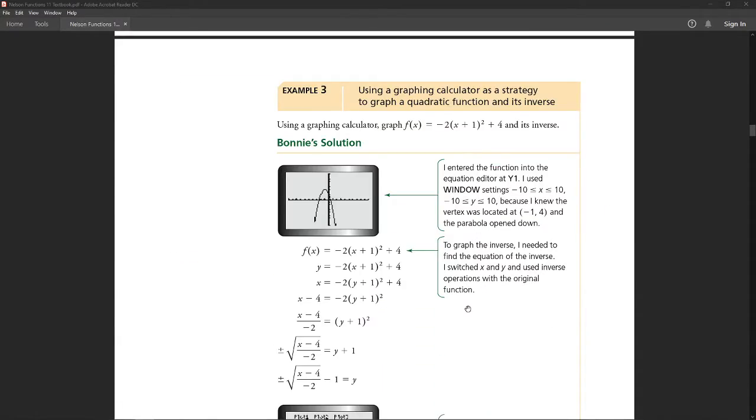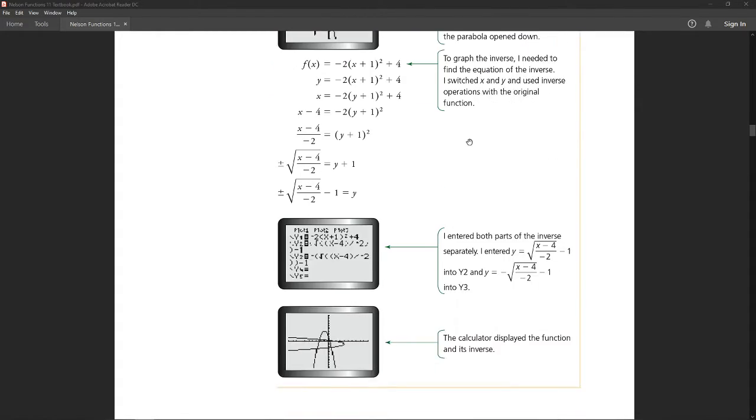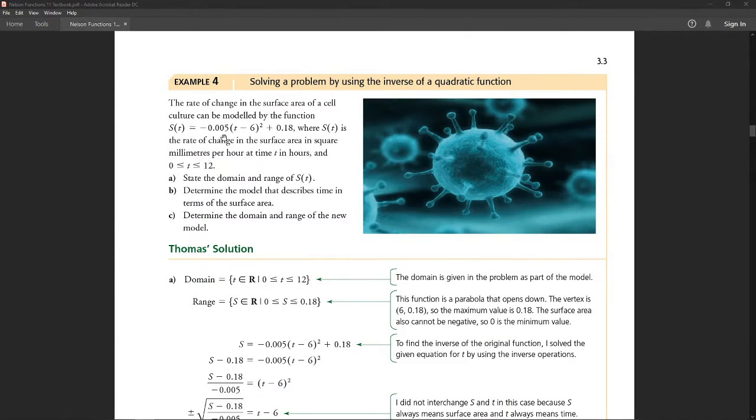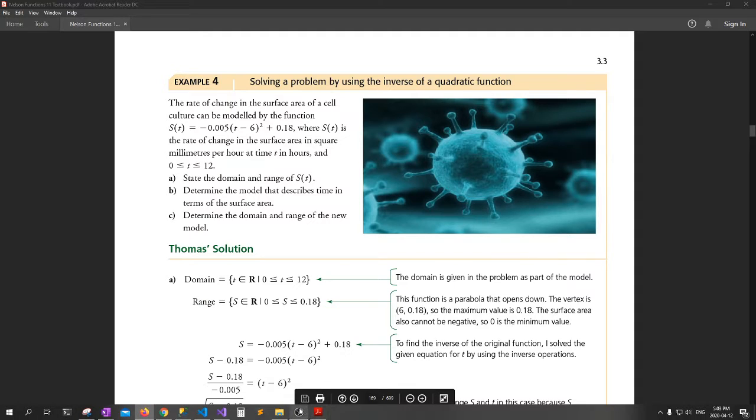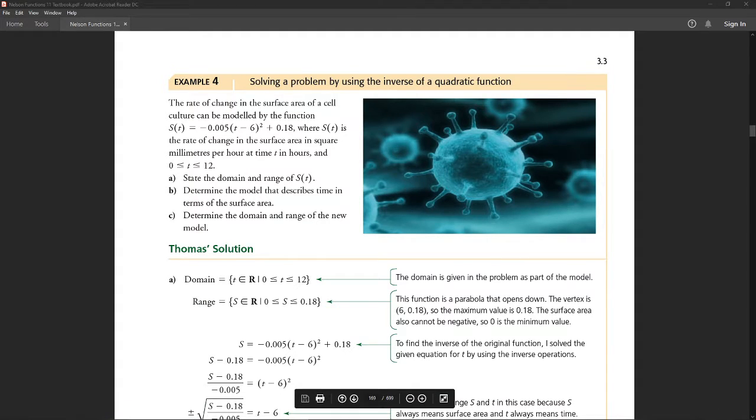Using a graphing calculator as a strategy to graph a quadratic function and its inverse. Use a graphing calculator to graph f of x equals -2. And this is using a graphing calculator, blah blah blah. It's probably just gonna be plugging stuff in. Oh, actual word problem now. Interesting.